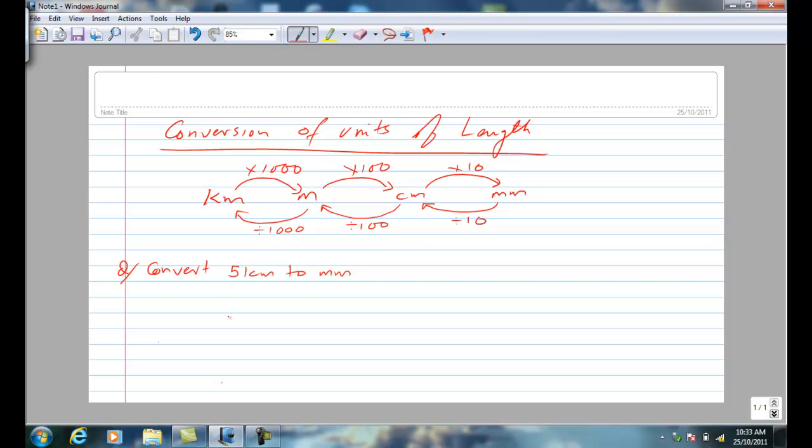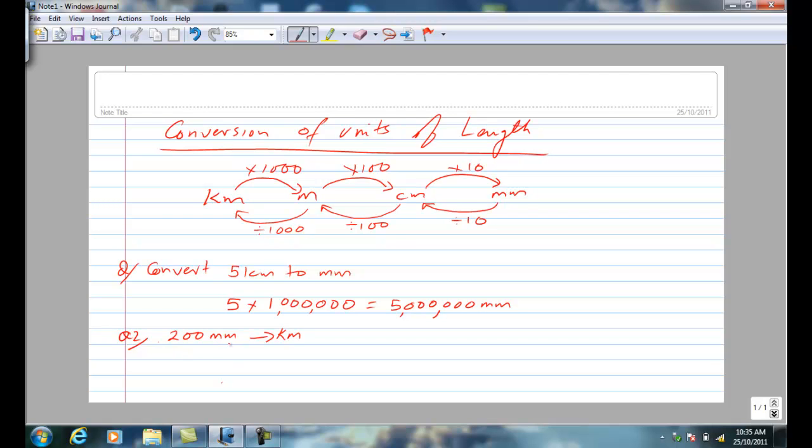Or simply you could multiply by a number that has got all these zeros. So you got 3 zeros there, 2 zeros there, and 1 zero. This is a total of 6 zeros. So you can multiply by 3 zeros from the 1,000, 2 zeros from 100, and 1 zero from the 10. So you're actually multiplying by a million. So 5 multiplied by a million is 5 million. So 5 kilometers is equivalent to 5 million millimeters.